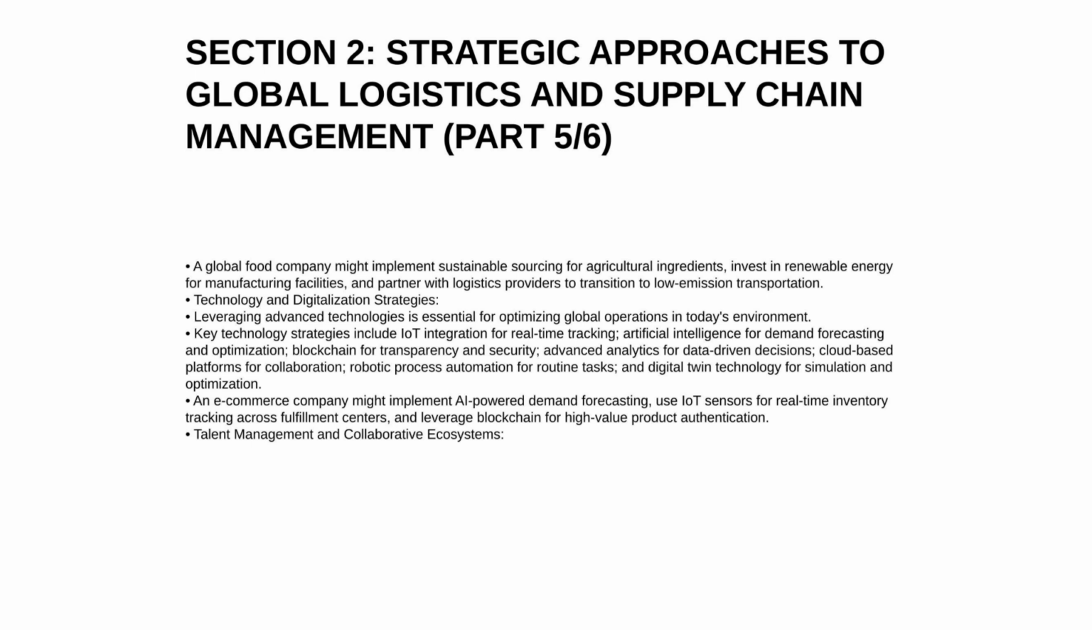the supply chain ecosystem. A global food company might implement sustainable sourcing for agricultural ingredients, invest in renewable energy for manufacturing facilities, and partner with logistics providers to transition to low-emission transportation.